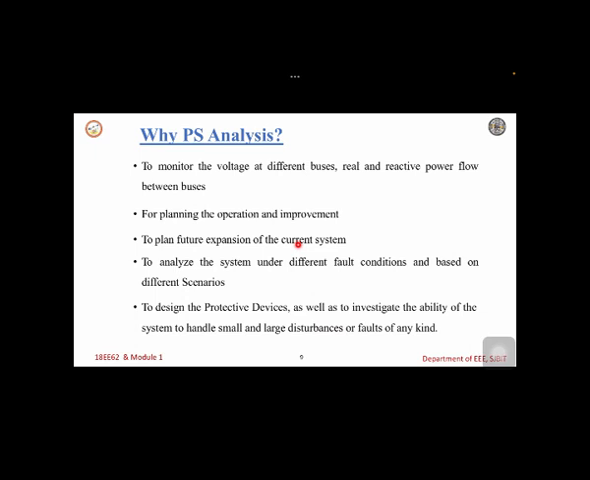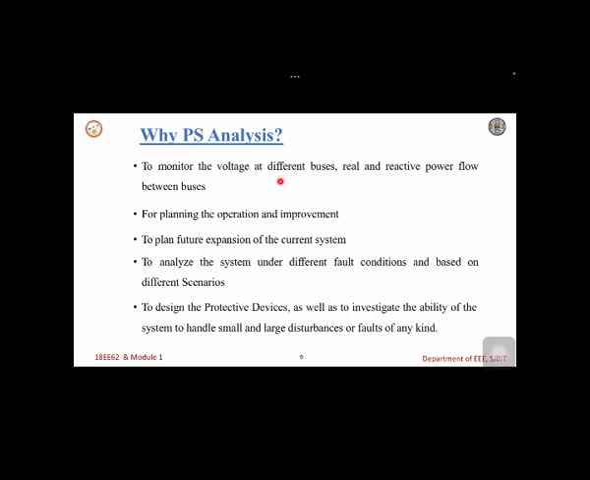This is also helpful to plan the future expansion of the current system and to analyze the system under different fault conditions and different scenarios, and we design the protective devices so as to investigate the ability of the system to handle small and large disturbances or faults of any kind. So the overall power system analysis is very important for planning the future development of the present power system. Using power system analysis we are calculating the voltage at the different buses and power flows in the transmission lines. By knowing these, we come to know the present loading condition of the power system.